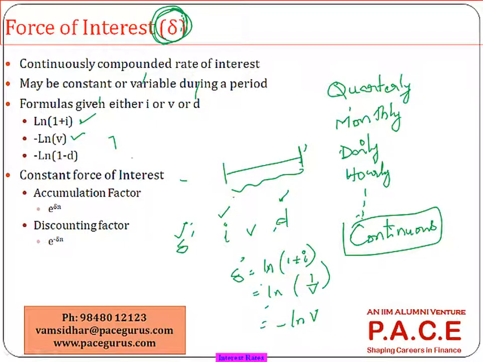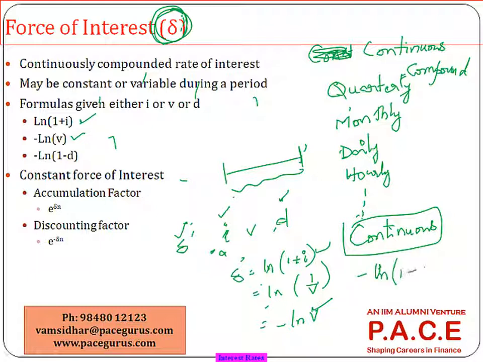Delta: if the question contains a constant rate of interest, or continuously compounded rate of interest, we have to take it as delta itself. I don't want to say constant, because in some cases even that could be variable. And that delta can be found out even if I know the effective annual rate of interest: I can find out the corresponding continuously compounded rate of interest using log 1 plus I. That is the same as minus log V, and we know that V is nothing but 1 minus D. So it can even become minus log 1 minus D. So even if one of these is given, the other can very well be converted.